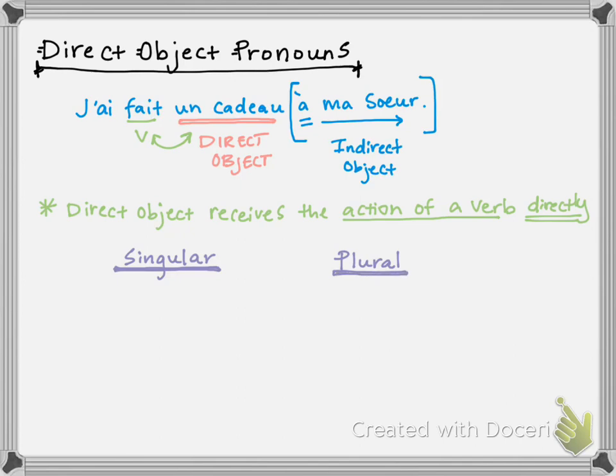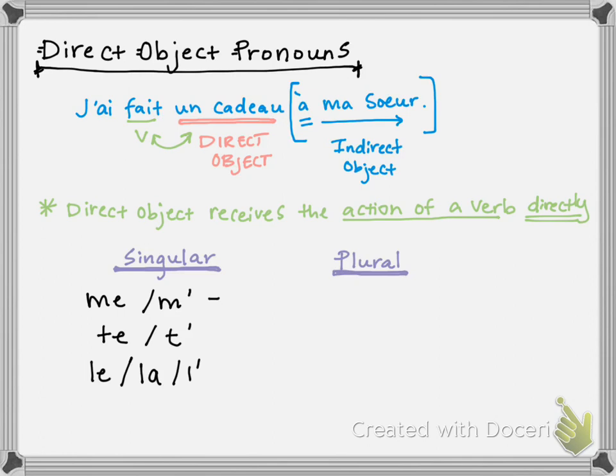All right, so for my singulars, what I have are me, or m' before a vowel. We have te, or t' before a vowel. Okay, so already this looks exactly like our indirect object pronouns, right? Then we have differences between our masculines, because in indirect object pronouns, it's just lui. Remember, lui is for masculine and feminine. But for direct object pronouns, you actually have to know the gender of the object you're talking about. So it's going to be le for masculine, la for feminine, or l' before a vowel.